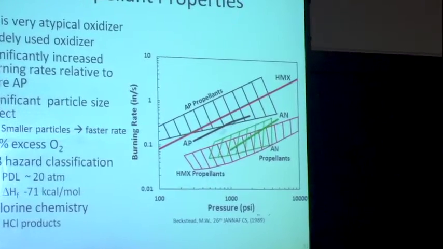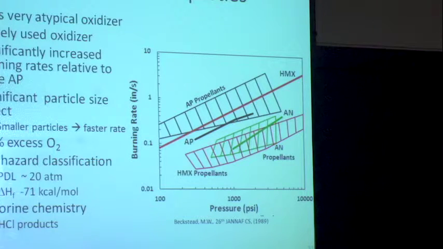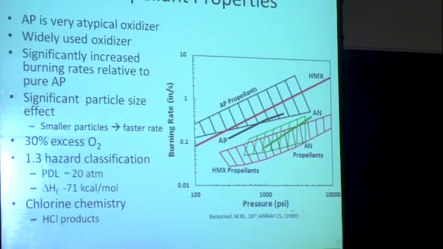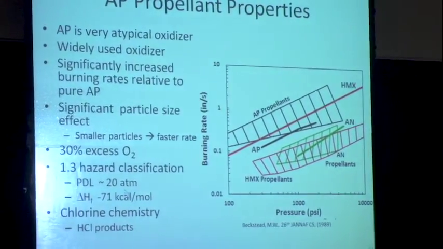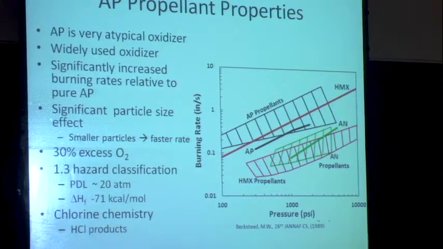If I mix the AP with a binder, then I can get much larger burning rates out of that combined system, because now I'm taking that excess oxidizer from the AP and allowing it to react with more fuel, so I get more energy out of the system. AP produces about 30% excess oxygen, and it's a class 1.3, but the negative is that it has chlorine chemistry, which makes developing models even more complicated.